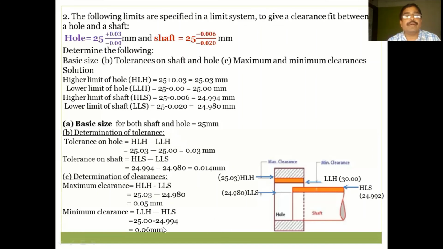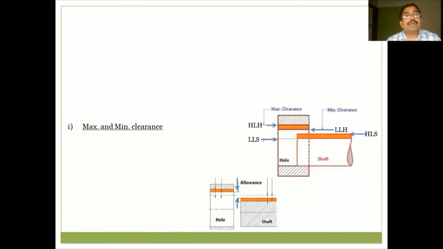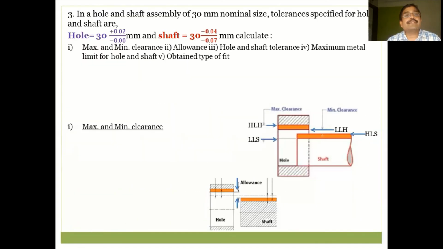That is 25. The lower limit of the shaft is 24.994. So my answer is 0.06 mm. So in this way, we can calculate the maximum and minimum clearance of the hole and shaft as per the diagram. Then we'll go for the next.